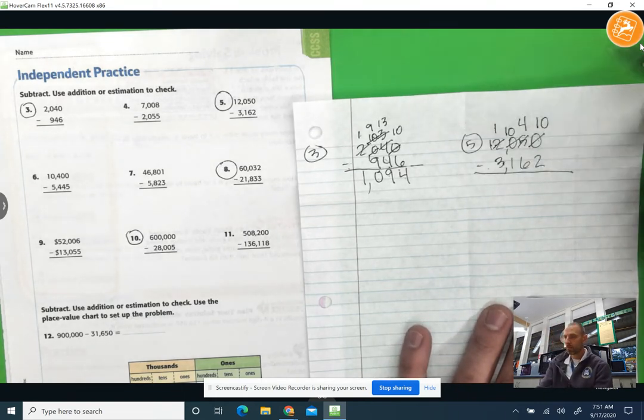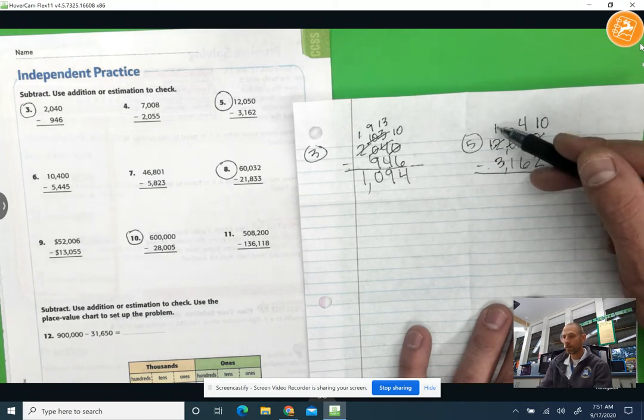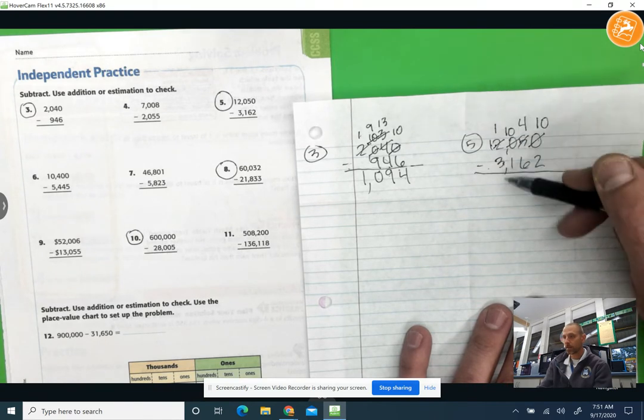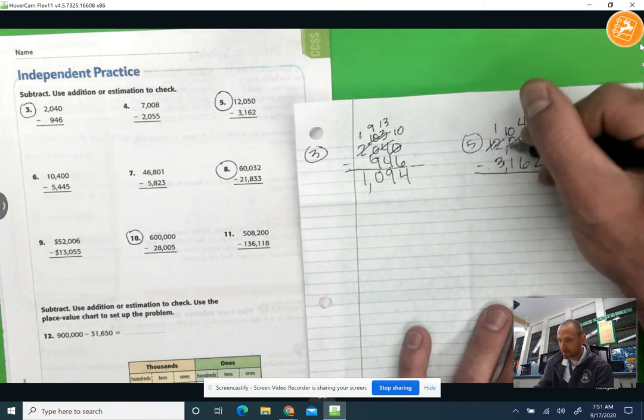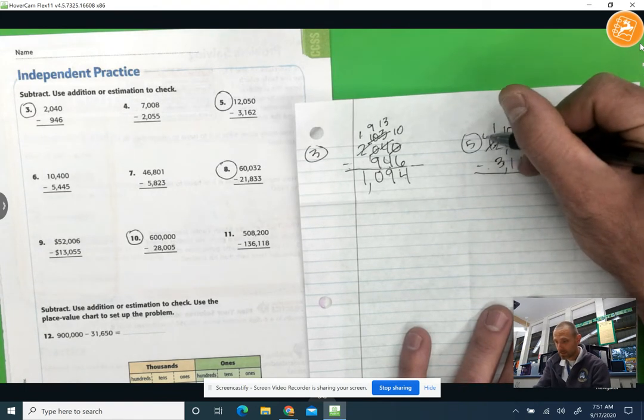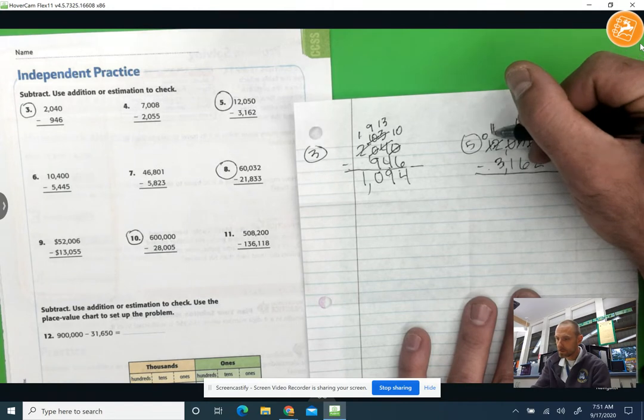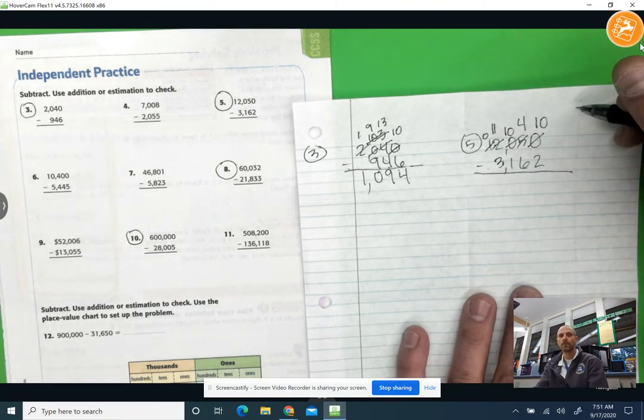Here I have a 1 in the, or I had a 2. Now I have a 1. It's even smaller than that 3 on the bottom. So now I need to go over to my 10,000s place, and I'm going to take that 10,000s. That becomes a 0, and that 1 becomes an 11. Okay. Now I can start subtraction.